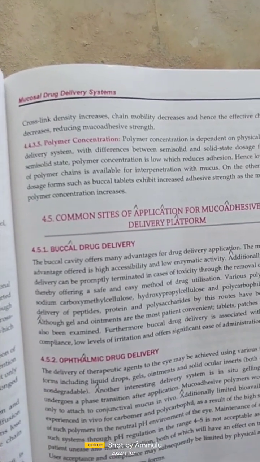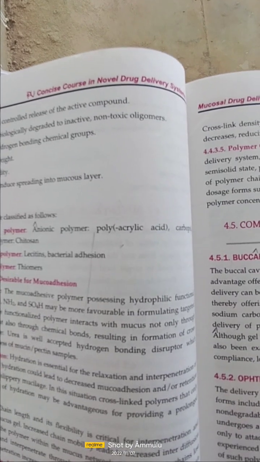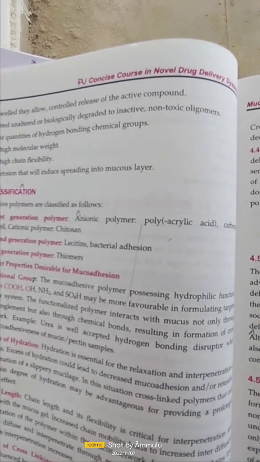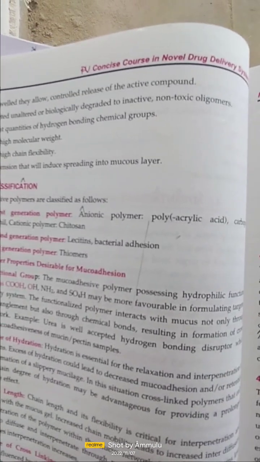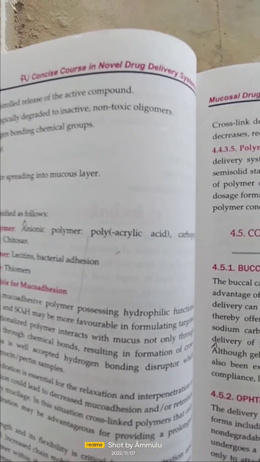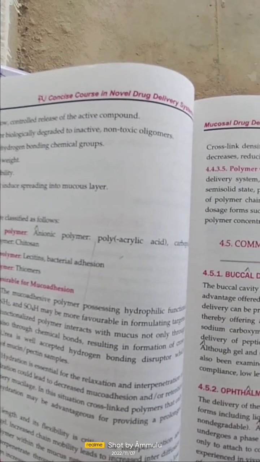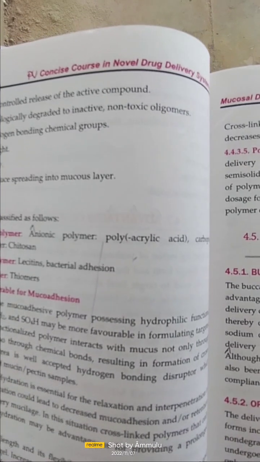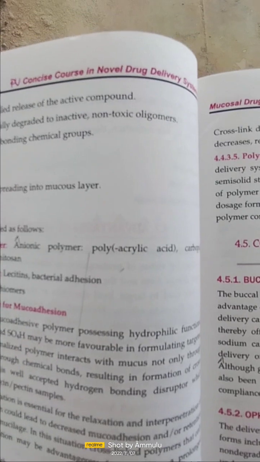Here, the buccal cavity offers many advantages for drug delivery application. The main advantages are high accessibility and low enzymatic activity. Additionally, buccal drug delivery can be promoted in case of toxicity through the removal of dosage forms. Various polymers such as sodium carboxymethyl cellulose, hydroxypropyl cellulose, and polycarbophil are used for the delivery of peptides.